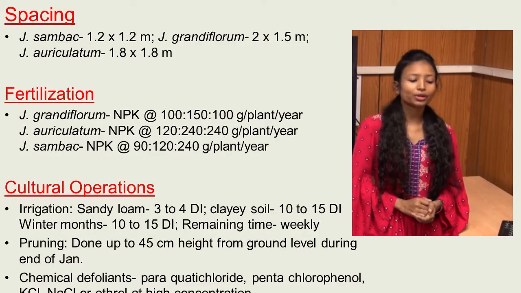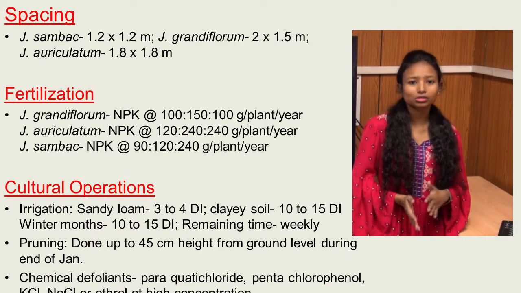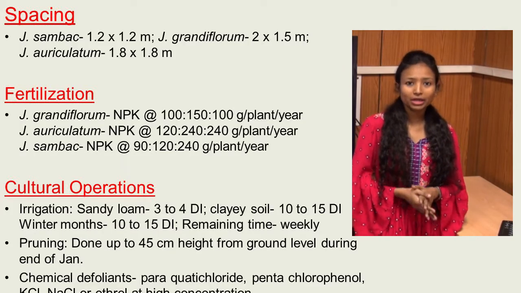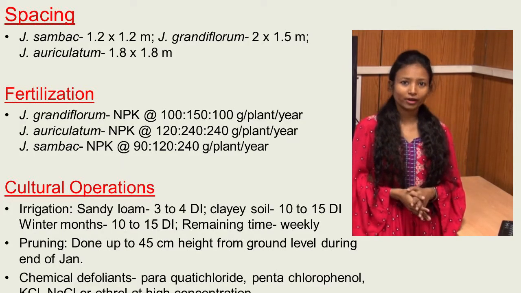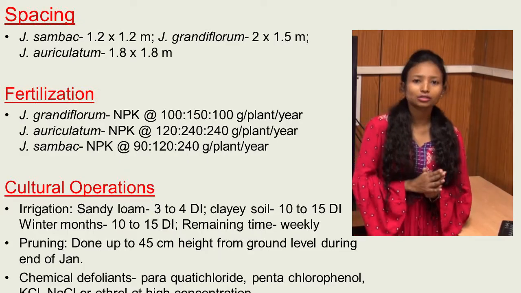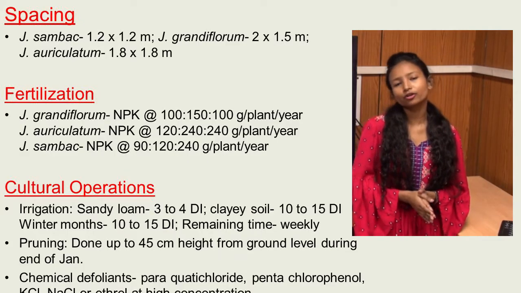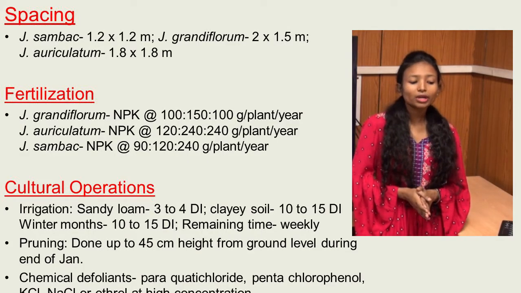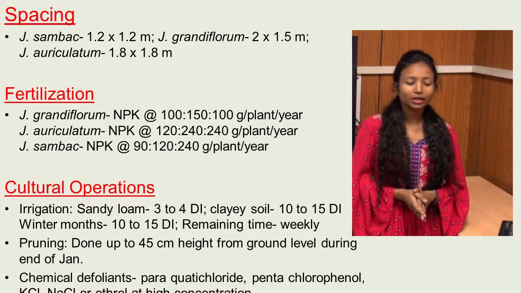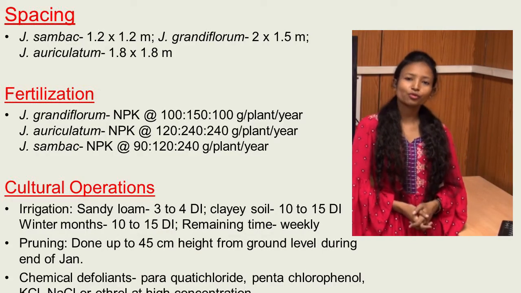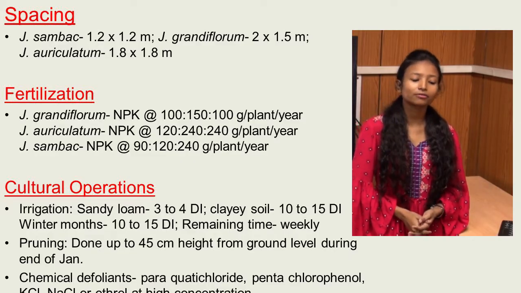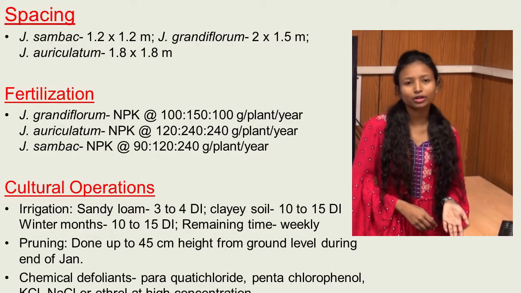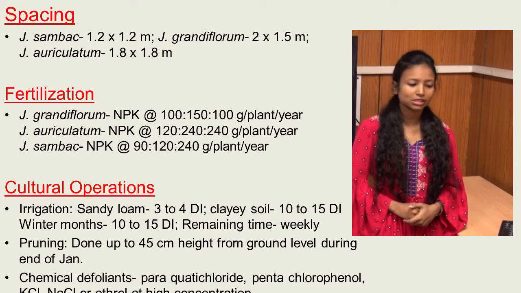Under cultural operations, irrigation is provided as per the type of the soil and also the growing period. For example, in the case of sandy loam, the irrigation is provided at 3 to 4 days interval, and in the case of clay soil, it is provided at 10 to 15 days interval. And similarly, based on the growing period, during winter months, the irrigation is provided at 10 to 15 days interval, and during the remaining time period of the year, it is provided at weekly intervals.